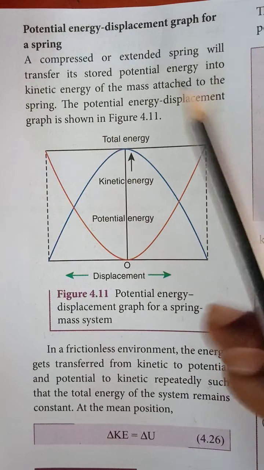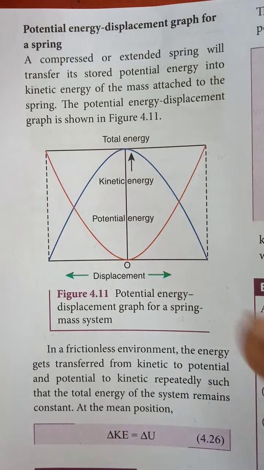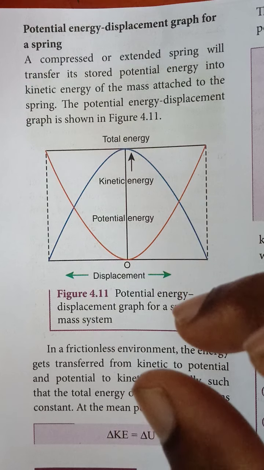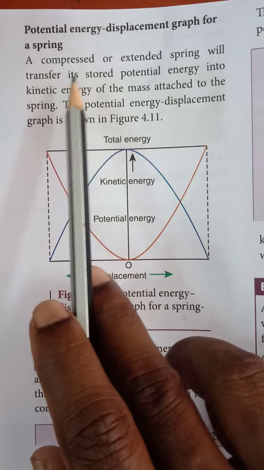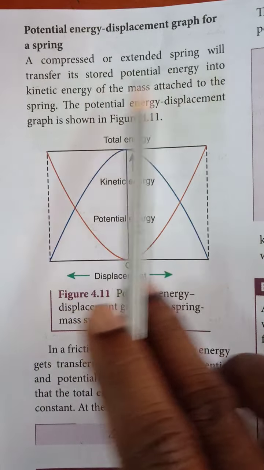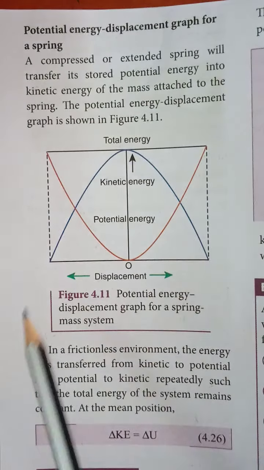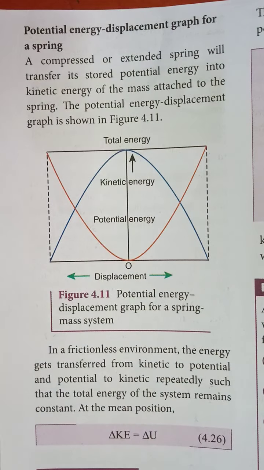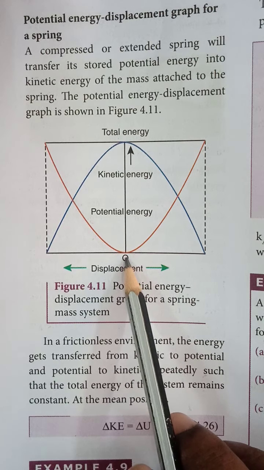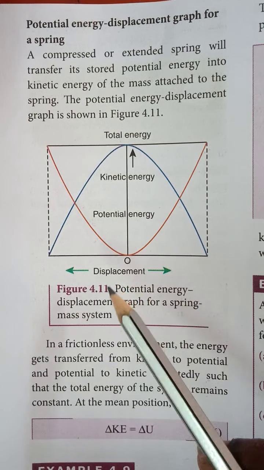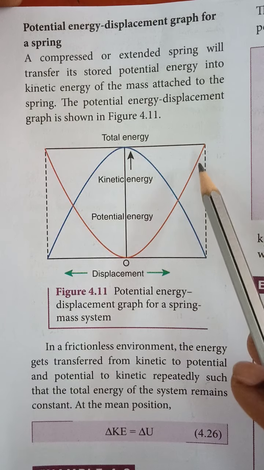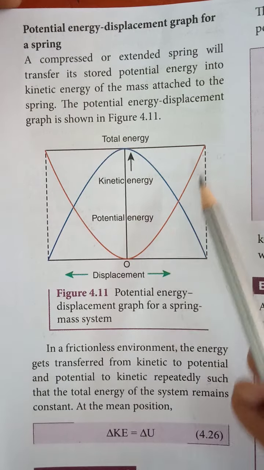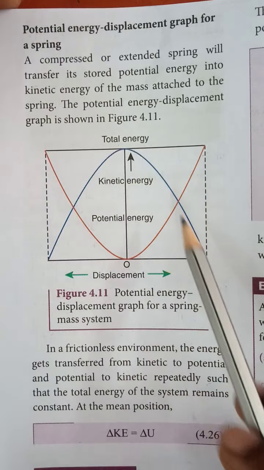Initially the spring has potential energy. While compressing or expanding, energy is converted into kinetic energy. A compressed or extended spring will transfer its stored potential energy into kinetic energy of the mass attached to the spring. That's very important. The graph shows like this. This is the initial position. If the spring is elongated or compressed, here the spring is elongated. The red line indicates potential energy, and blue indicates kinetic energy.